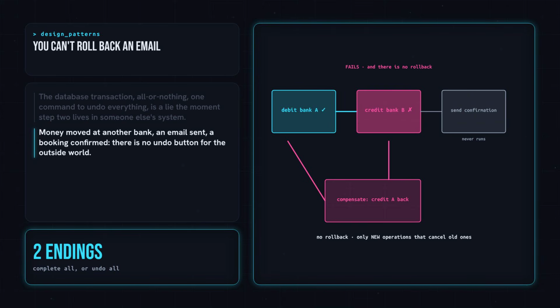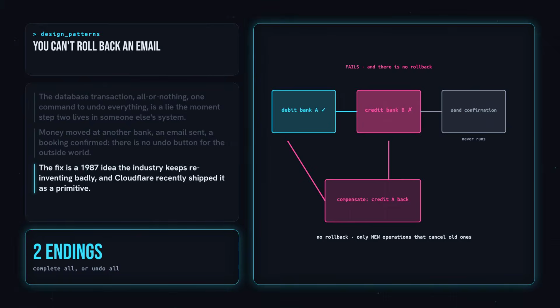Look at the screen. Transfer money between 2 banks. The debit at bank A succeeds. The credit at bank B fails. You cannot roll back the debit, it is not your database, and the money really left. You cannot roll back a sent email or a charged card either. The outside world has no undo button. It only offers new operations.